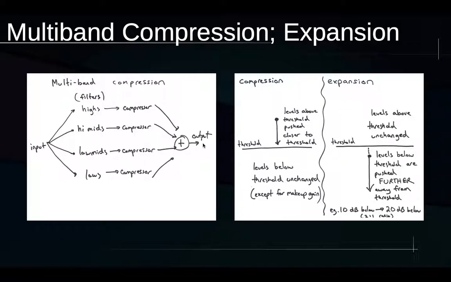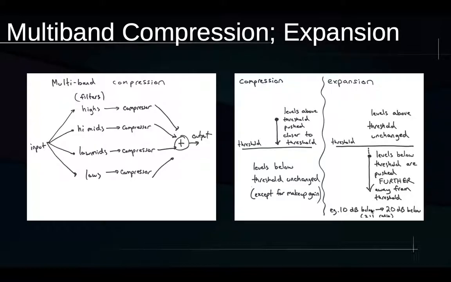You might also encounter expanders, which are the opposite of compressors in terms of audio plugins. So if we think about compression, as we've seen, compression works in this way. When the audio levels go above a threshold, they're pushed down to be closer to the threshold, while the levels below the threshold are unchanged, with the caveat of makeup gain. The expansion process is the opposite. When the levels are above the threshold, they're unchanged, but when they're below, they're pushed further away from the threshold.